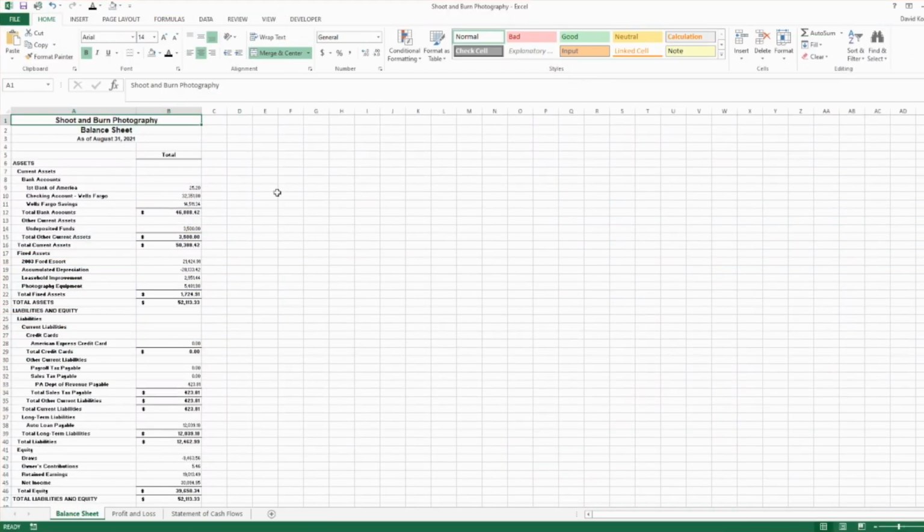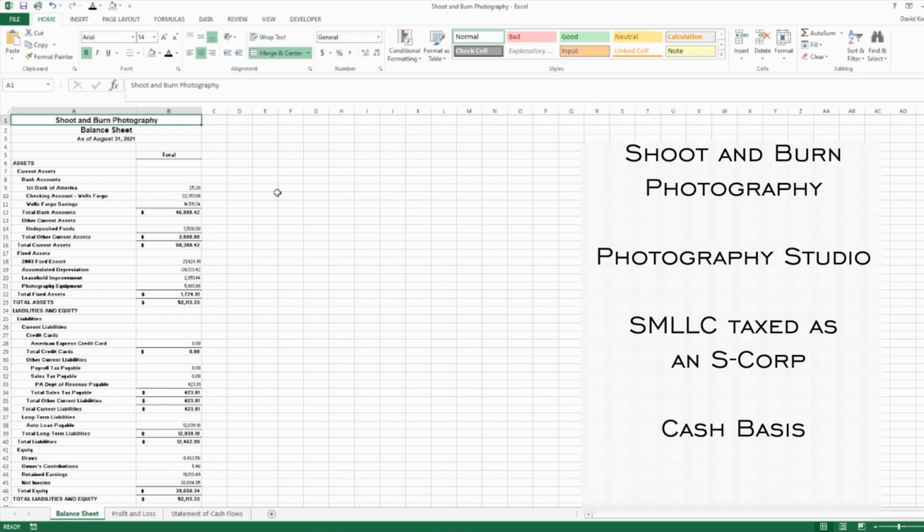All right, so let's take a look at the financials for Shoot and Burn Photography. And just a little bit of background, because it's important to know a couple things about the financials that you're looking at. So this entity is a photography studio set up as a single member LLC, but they decided to be taxed as an S corporation. So that's important to know.